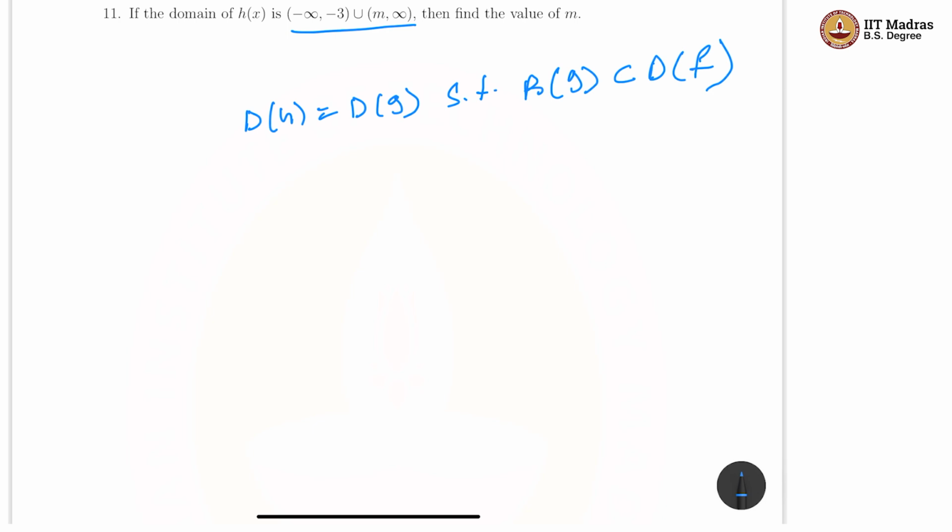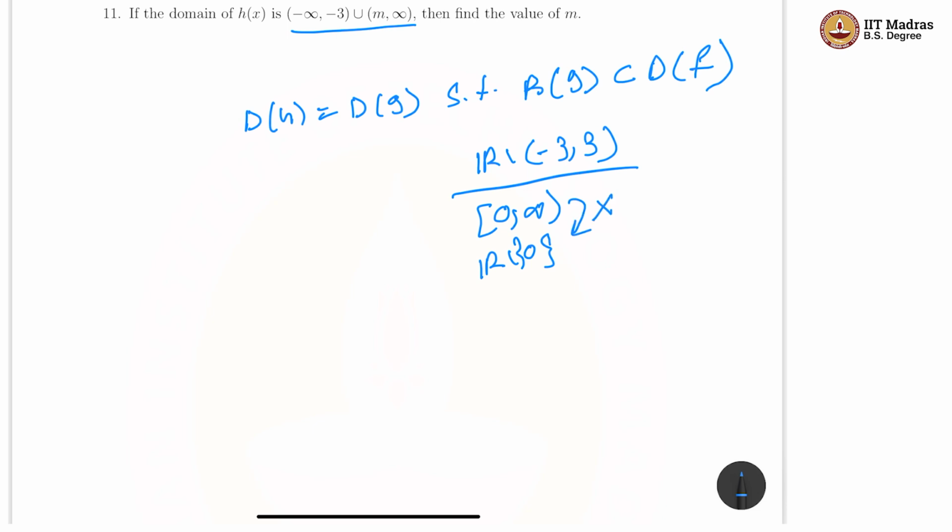Now we have that the domain of g is R minus (-3, 3). Okay, and the range of g is (0, infinity). And what is the domain of f? The domain of f is R minus 0, right? So clearly, this set is not a subset of this set, because of the point 0. If we can exclude 0 from the range of the function g, then we can say that this condition will hold, right?